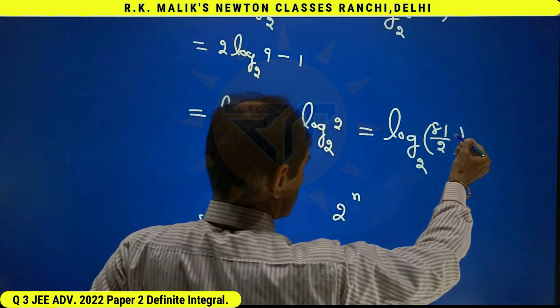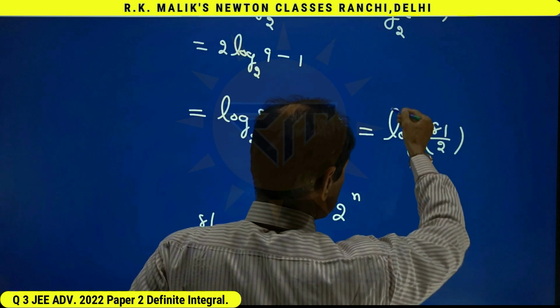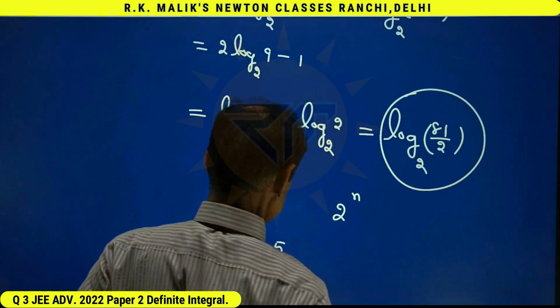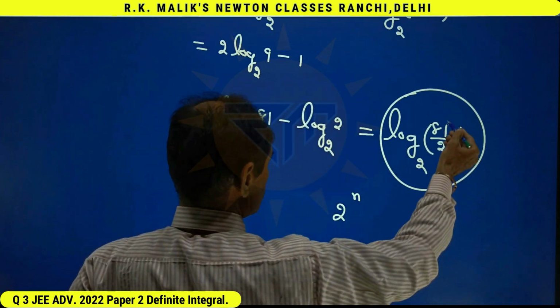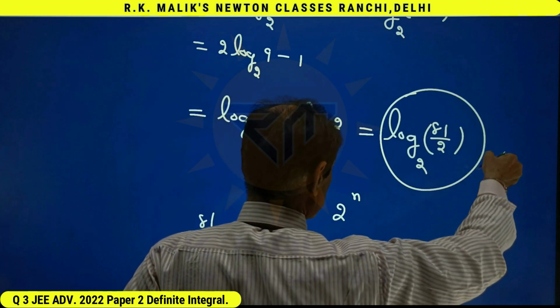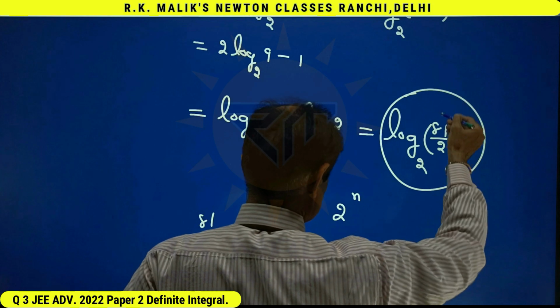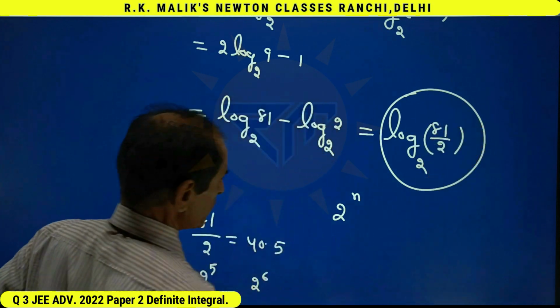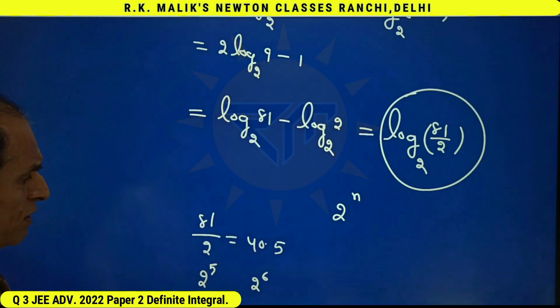And because it is more than 2 to the power 5, hence the value of this will be more than 5. And because it is less than 2 to the power 6, hence the value of this will be less than 6. That is, the value of this will be lying between 5 and 6.